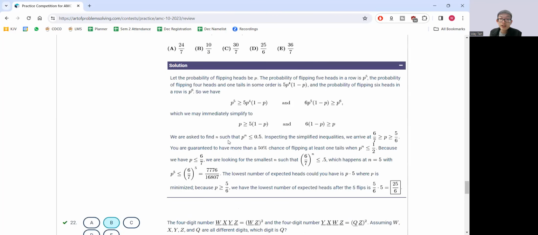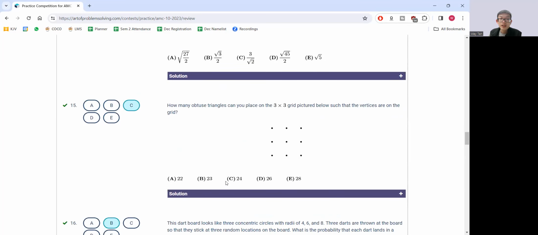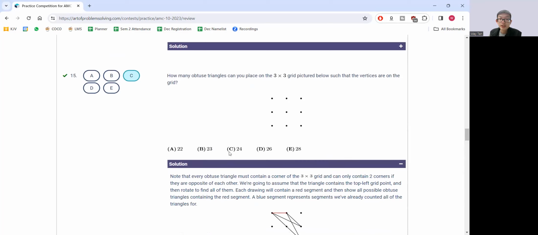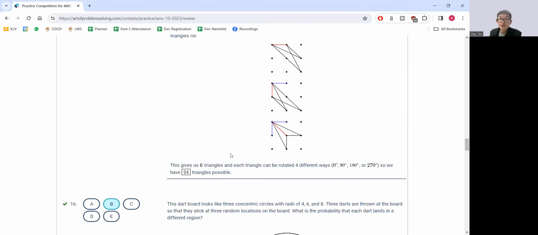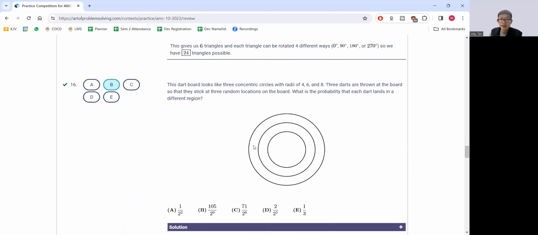Okay, were there any other questions you're curious about? Let's just take a quick look. Yeah, I'm curious about the obtuse triangles one. Okay, so this is just a characterization, more carefully stating how it was done. It must include a corner and can only include opposite corners. Okay, so I think we're basically doing the same thing, right? I see this red and blue segment, which is effectively what we're doing.